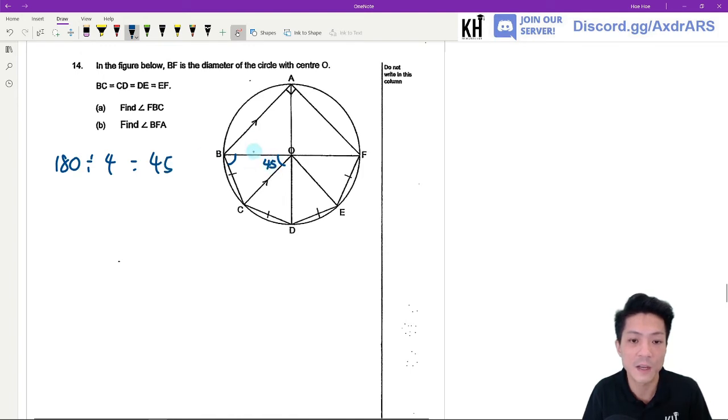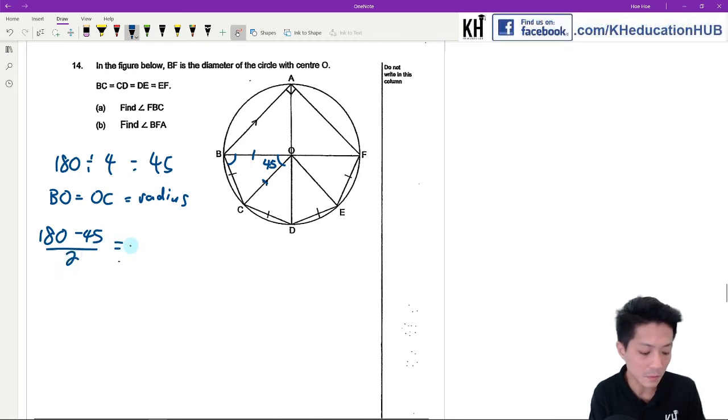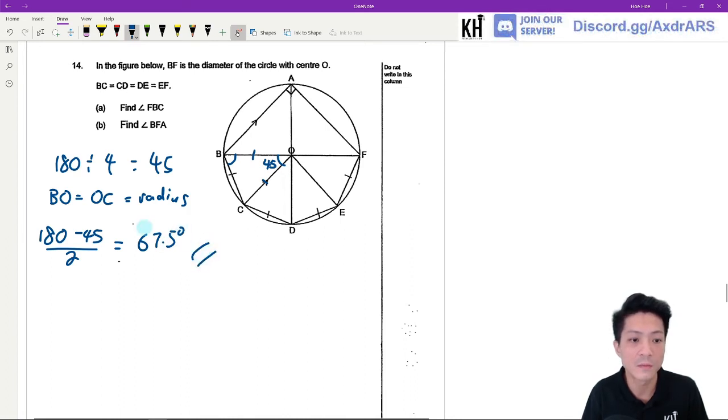Okay, if this is 45 and this is an isosceles triangle because BO and OC are both the radius, BO is equal to OC is equal to the radius. So I'm gonna use 180 minus 45 divided by 2. This is going to give me 67.5 degrees. Okay, this is the answer for part A.